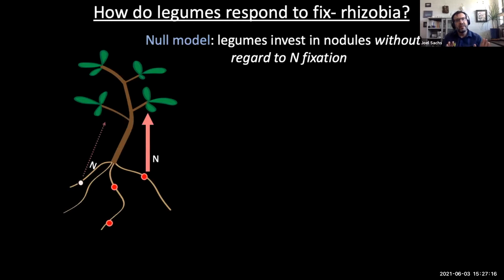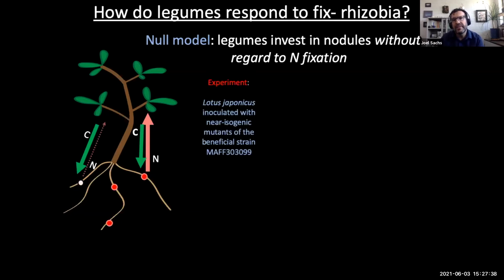Now, we want to test a dummy model, we'll call it a null model. In this null model, the host doesn't differentiate. It invests equally in a nitrogen fixing versus a non-fixing strain. So we want to test this model and see if we can reject it. In other words, test whether the host can differentiate these different levels of services within these different symbiotic organs.